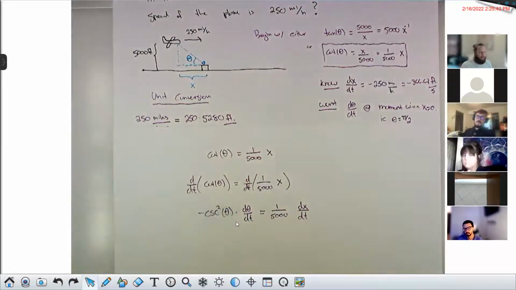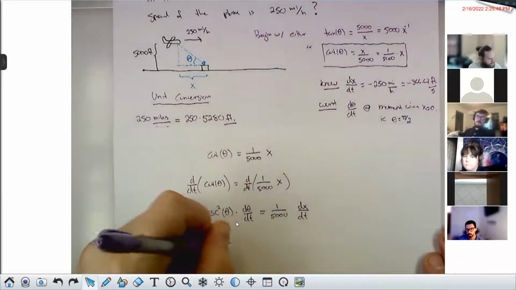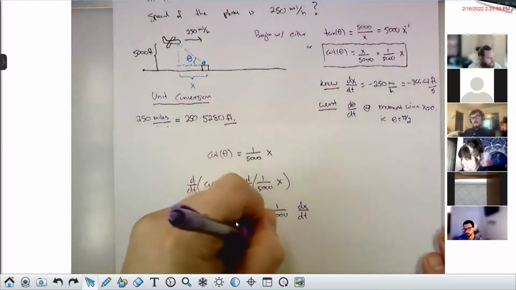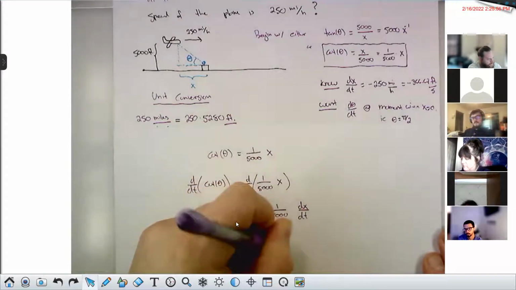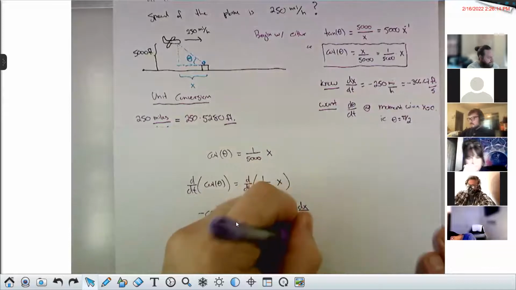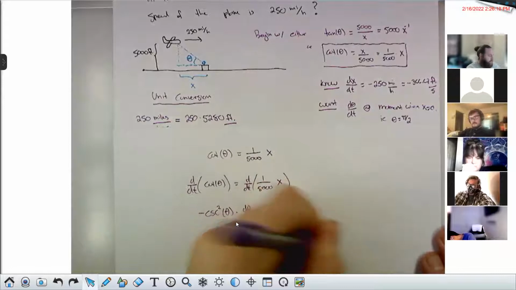You know that cosecant is 1 over sine. So this is 1 over sine squared theta d theta dt equals 1 over 5,000 times dx dt, the horizontal speed of the plane, which is always negative 250 miles an hour. We're going to plug that in as negative 366.67 feet per second, because we want to make sure we're using the same units throughout. Negative 366.67, and I'll leave the units off here.